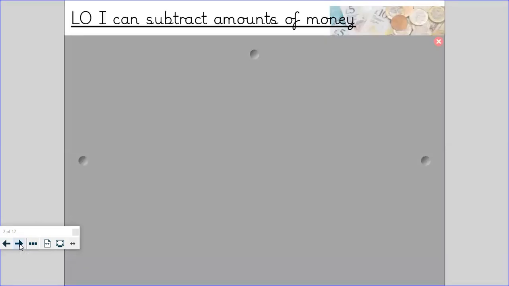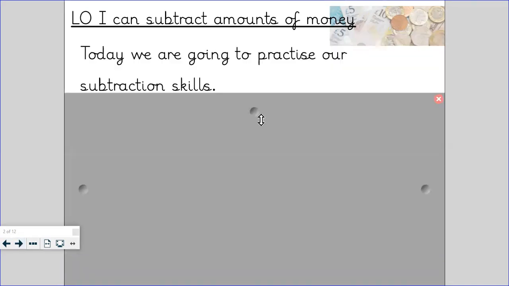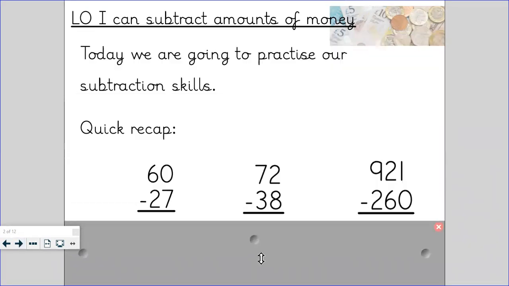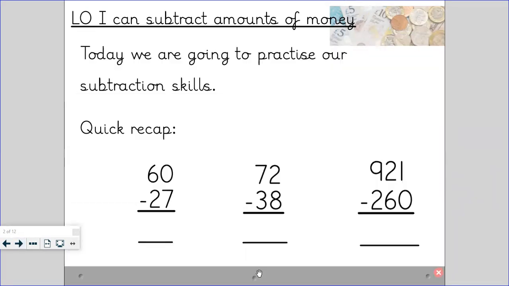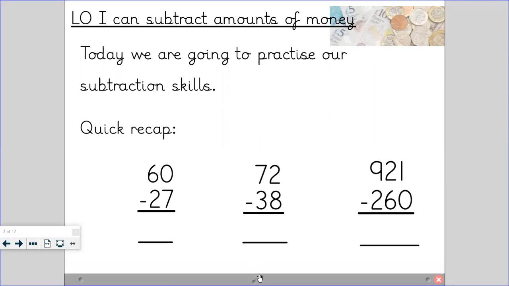Okay, here we go. So today you are having a go at subtracting amounts of money. Yesterday you were adding, today we are subtracting. So here we go, a little starter for you. Have a go at subtracting these amounts. Pause your screen and have a go now.